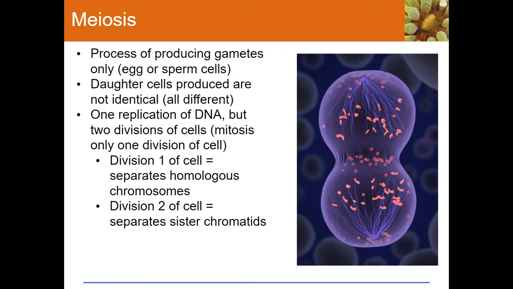So one replication of the DNA, but two divisions of the cells. So mitosis only has one division of the cell. Okay, in meiosis you have division 1, which separates the homologous chromosomes, and you have division 2, which separates the sister chromatids. And we talked about homologous versus sister chromatids in the previous part of this lecture. So if you forgot what that is, go back and see lecture part 1 of chapter 11.